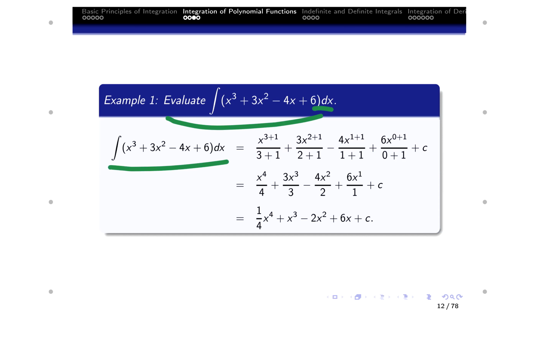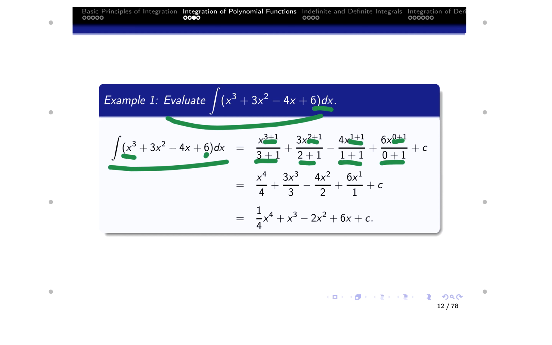So, x cubed would mean you have x raised to power 3 plus 1 divided by 3 plus 1. Then 3x squared will mean 3x raised to power 2 plus 1 divided by 2 plus 1. Minus 4x, which is 4x raised to power 1, so that's 4x raised to power 1 plus 1 divided by 1 plus 1. Plus 6, which is 6x raised to power 0, so that's 6x raised to power 0 plus 1 divided by 0 plus 1. Don't forget to add the arbitrary constant.